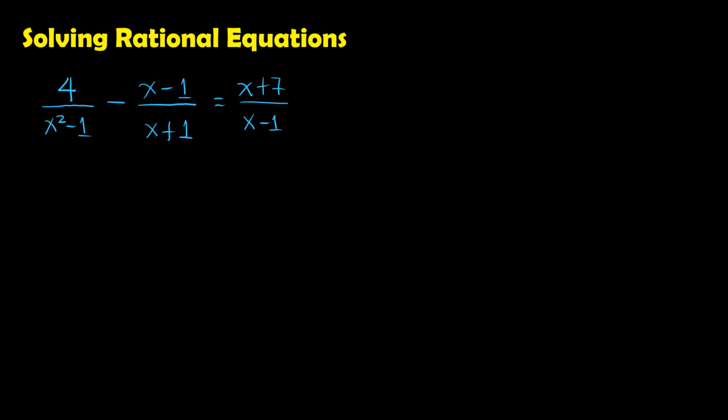Okay? So, for the last example, let's get our LCD. Our denominators are x squared minus 1, x plus 1, and x minus 1. Let's first observe which denominators can still be factored. In this case, we can still factor x squared minus 1 because this is a difference of 2 squares. That means x squared minus 1 can be written as x plus 1 and x minus 1. And we just copy the other two denominators we wrote earlier.